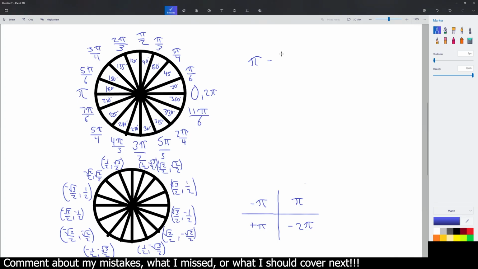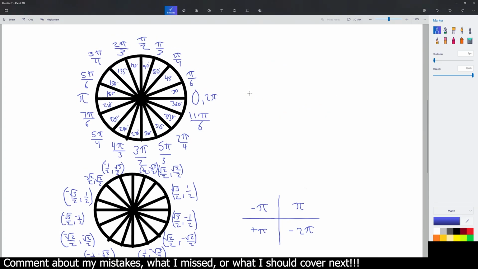So let's go with pi over 3. So in this case, it's going to be 3 pi over 3 minus pi over 3. And that will get us 2 pi over 3. And that is our answer. So that is how you find the radians for other quadrants.